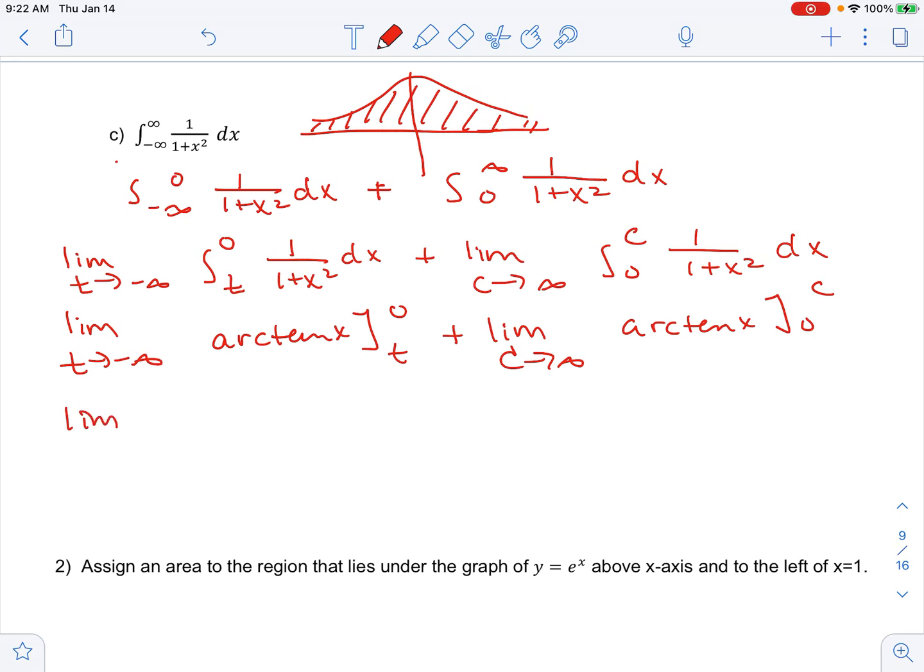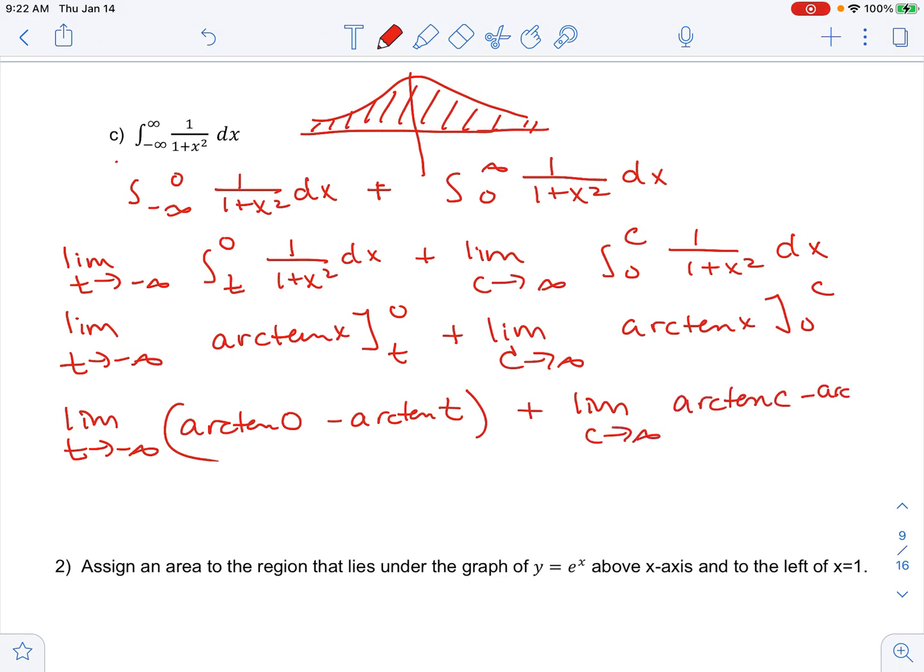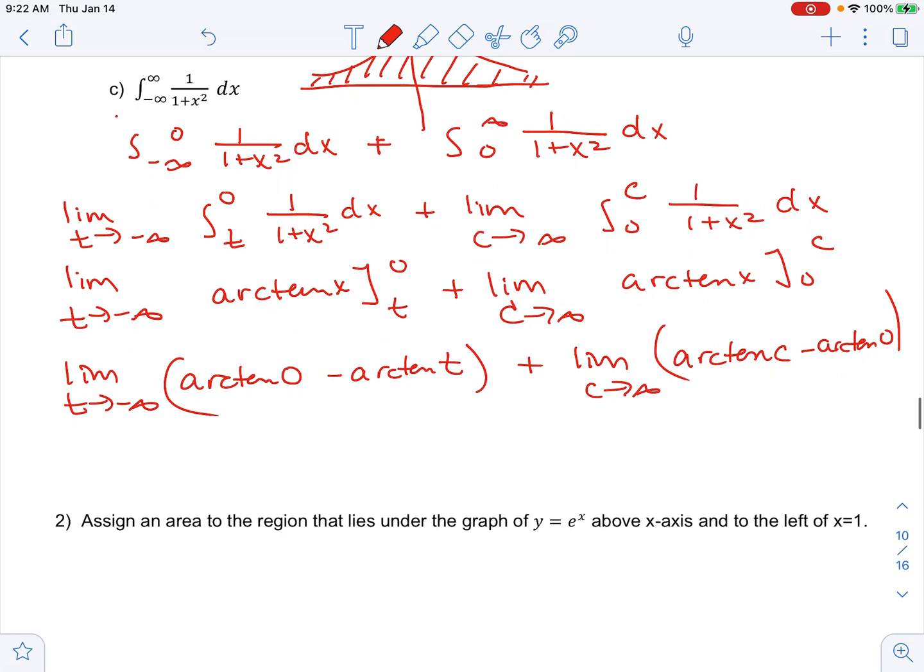And let's go ahead and plug in our bounds. So this is arctangent of 0 minus the arctangent of t. And then this piece here would be arctangent of c minus the arctangent of 0. Now, to evaluate the arctangent function, think about what the tangent graph looks like. So the tangent graph from negative pi halves to pi halves looks like this. So you're looking for here, what is the angle that gives you a tangent value of 0. This is exactly 0.